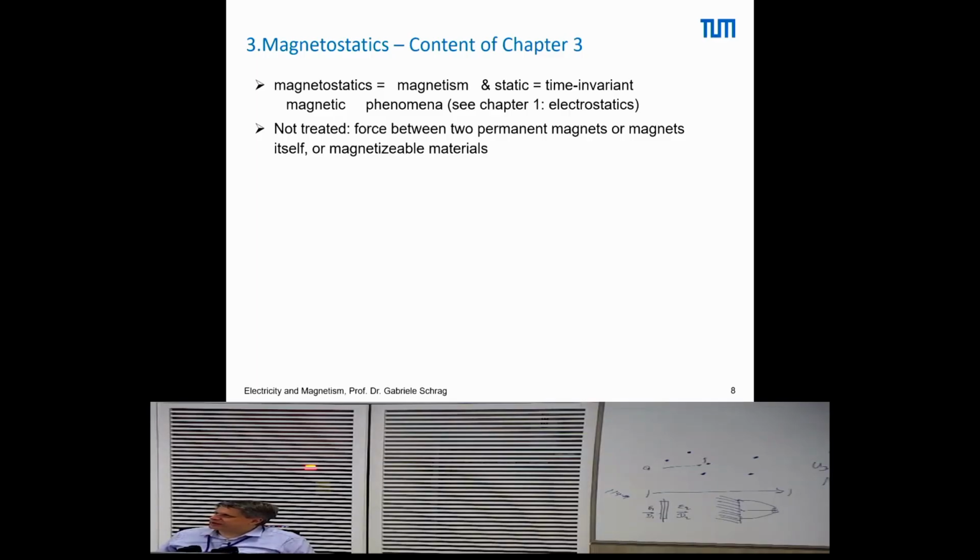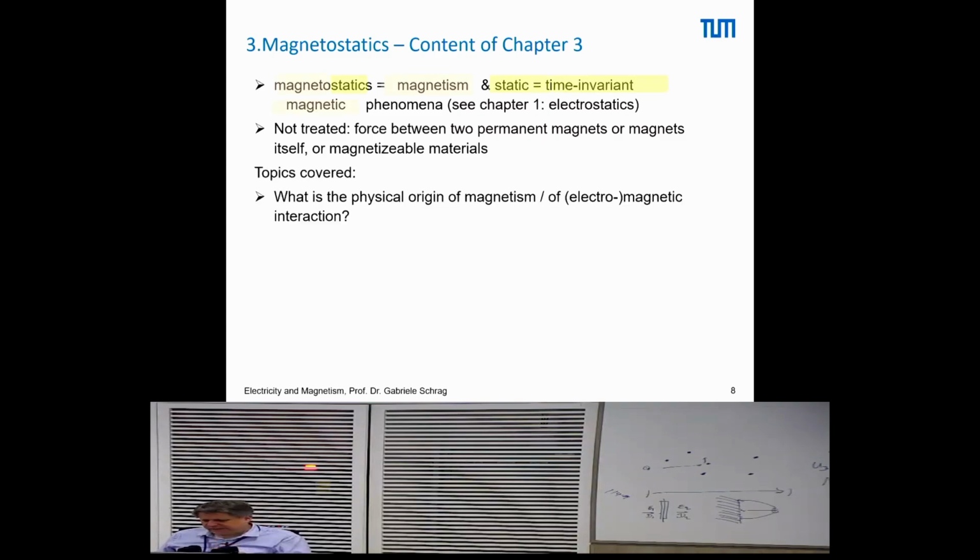That means we are looking at magnetism, but we also include the static. We stick to the static aspect, which means we are looking at effects which are time invariant. So what we will not cover, even though it is static, is the force between two permanent magnets, or the magnet itself, or the magnetizable materials.